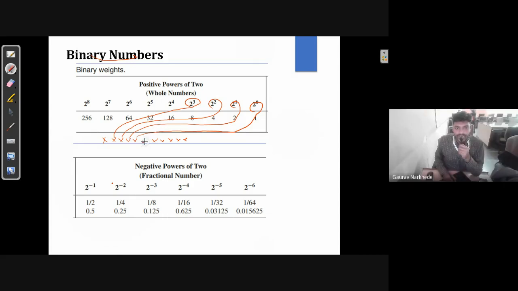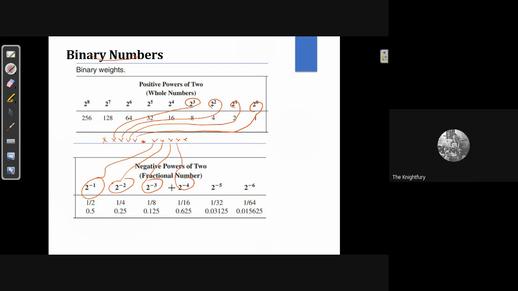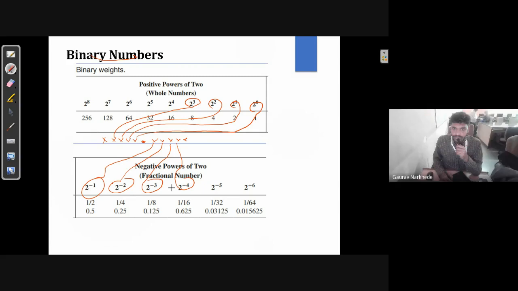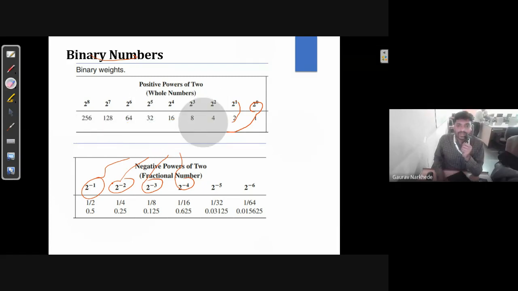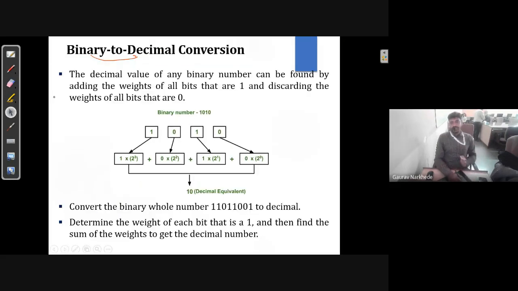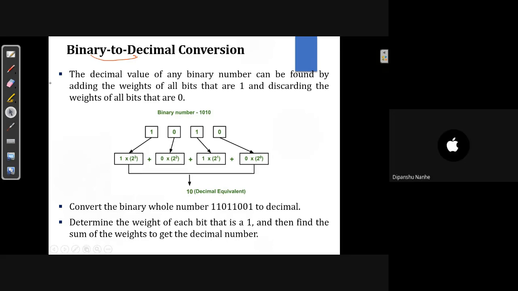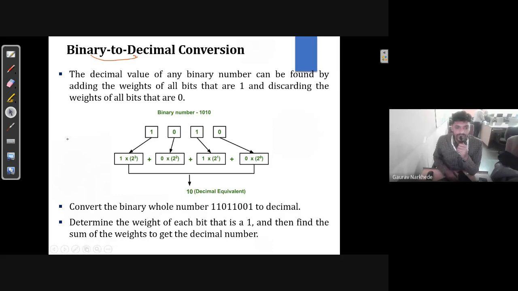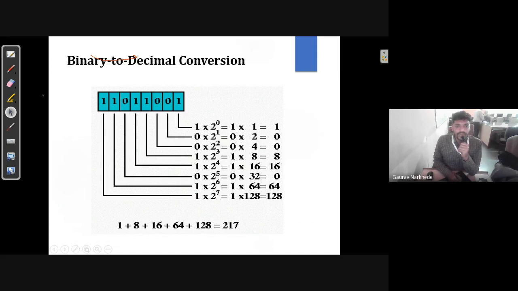Which powers will be applied on the right side of the decimal point? The first 2 raised to -1, the second 2 raised to -2, the third 2 raised to -3, the fourth 2 raised to -4. Is it understood? So like that we are using the same, we are copying from the decimal number system only. Okay, so this is binary to decimal number conversion. If you want to convert binary to decimal, this is the procedure, correct?